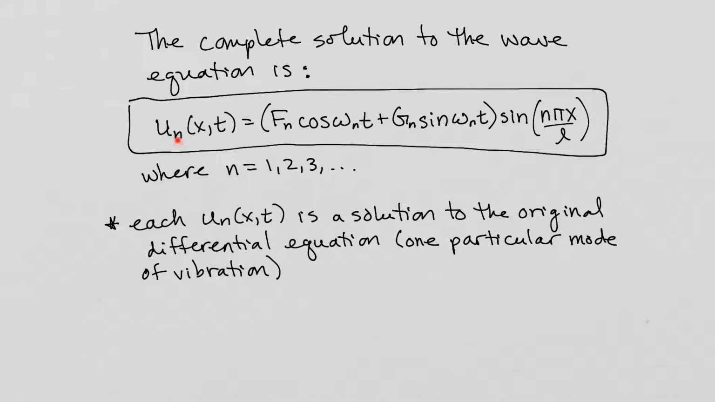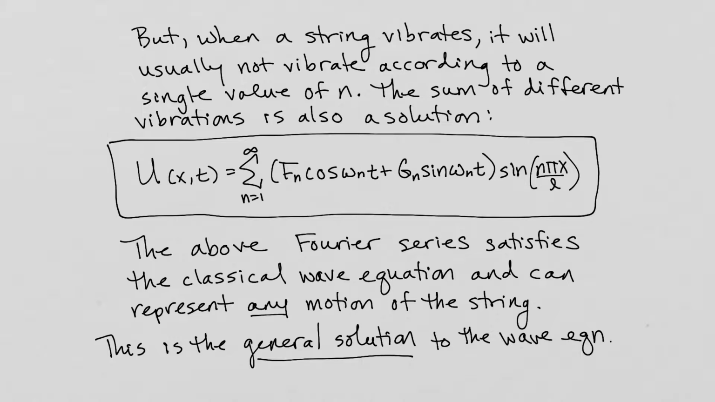Okay, so the real take-home message here is now we have a full solution to our original differential equation. Each one of these u of x and t's is going to be a solution to that wave equation. And each one will represent one particular mode of vibration of our string. All right, but one thing that we want to keep in mind is, remember, when a string vibrates, it's usually not just going to vibrate according to one single value of n. So we're going to have multiple modes essentially that will be activated when we pluck our string. So it's important to look at what happens when that's the case.